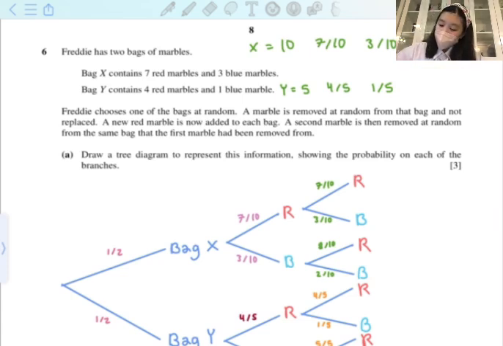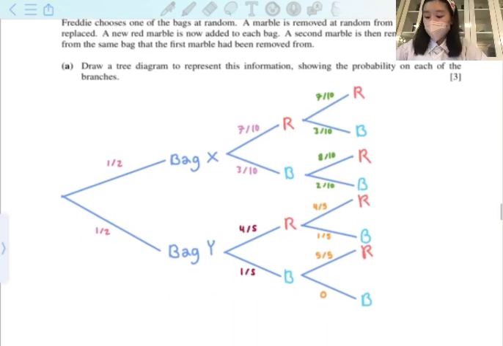Bag Y's probability of drawing a red marble would be 4 out of 5, and for the blue marble, 1 out of 5. As you can see below, I've illustrated a tree diagram and color-coded it to help avoid at least some confusion. Now, remember that one of the bags is chosen at random, so you have to include the first bag selection as a probability, so that is why there is a 1/2 over here. The next part over here would be Freddy's first selection of the marbles, and then these are the branching probabilities of the second selection.